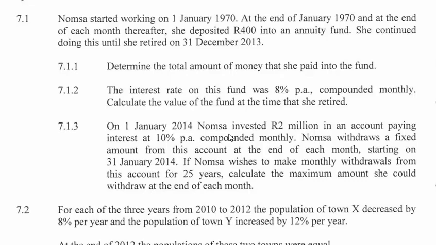On the 1st of January 2014, Nomsa invested, so that's now the very next month. She invests 2 million into an account paying 10% per annum compounded monthly. Nomsa withdraws a fixed amount from this account at the end of each month, starting on the 31st of January 2014. If Nomsa wishes to take monthly withdrawals from this account for 25 years, calculate the maximum amount she can withdraw at the end of each month.